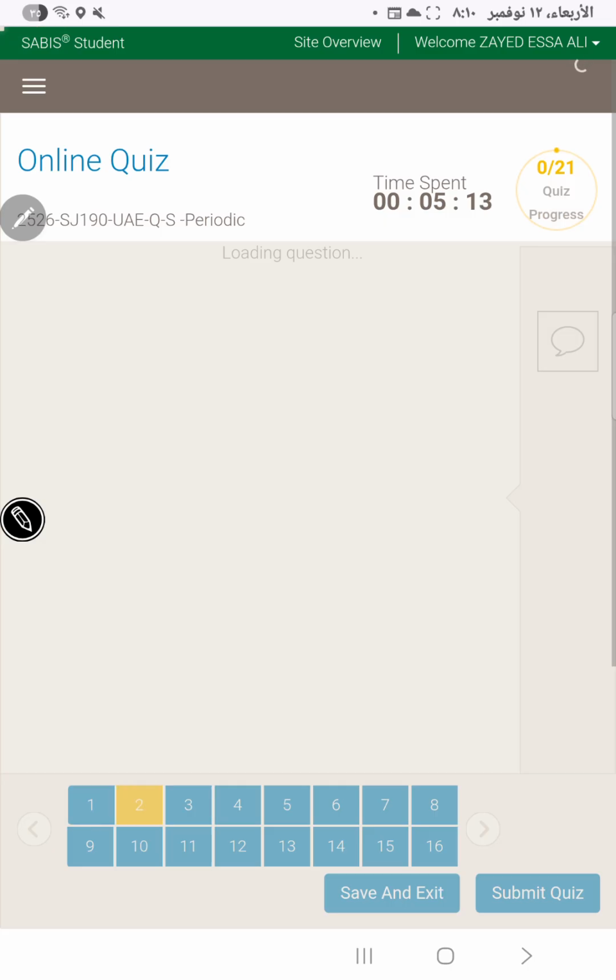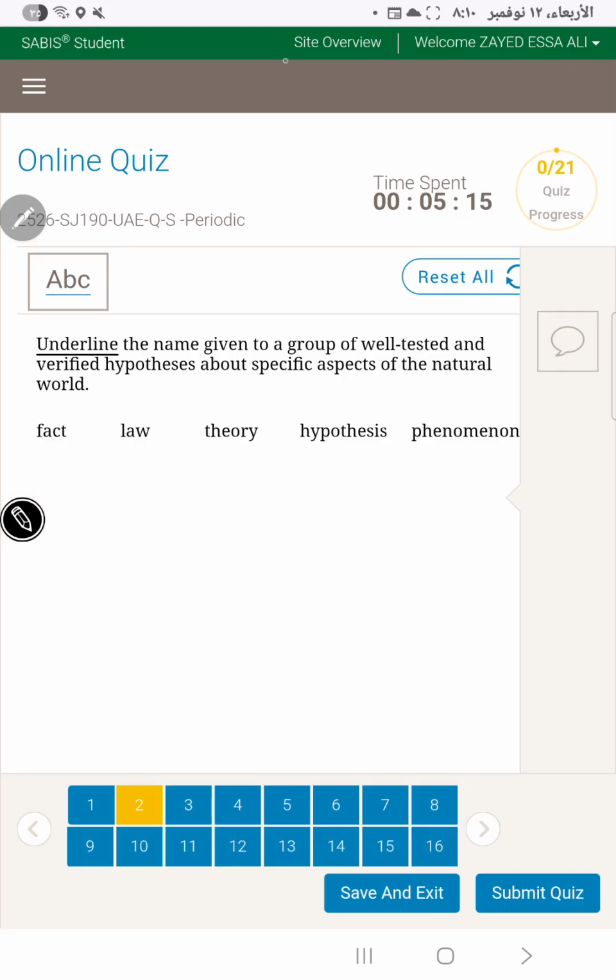Question number 2. Underline the name given to a group of well-tested, verified hypotheses about specific aspects of the natural world. Here you have to choose theory. So you have to underline theory.